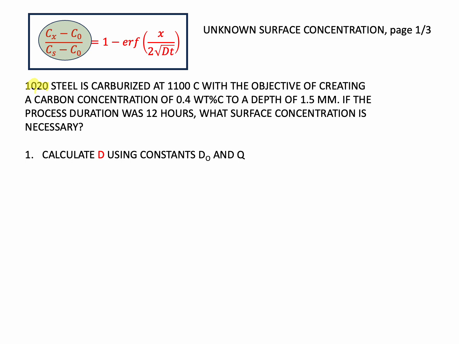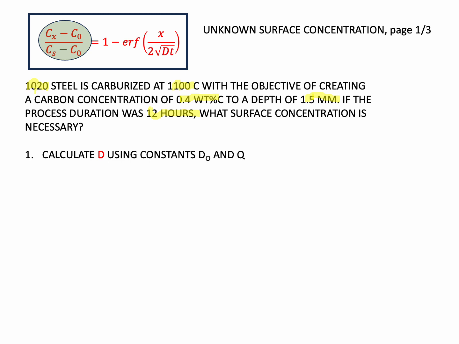That tells us our concentration of the overall steel. Temperature is 1100 C. The carbon concentration at a depth is 0.4 weight percent carbon. The depth is 1.5 millimeters. We get a duration of 12 hours, and we're asked to find C sub s. So the first step is to calculate diffusivity D.